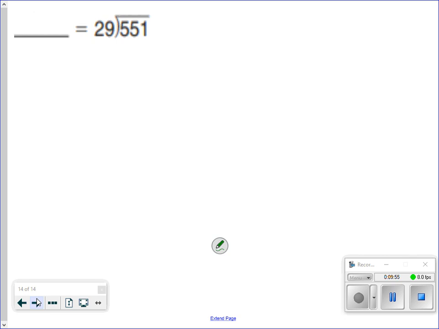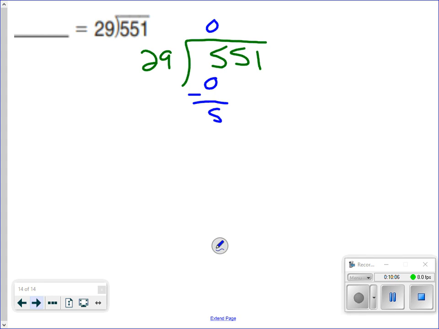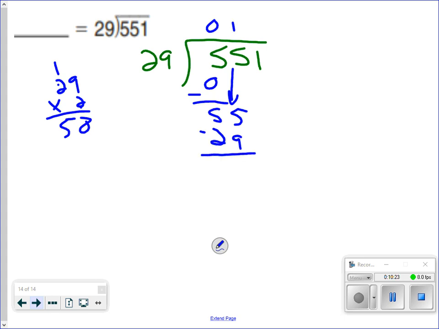Last problem. 551 divided by 29. How many times can 29 go into 5? 0 times. 0. Subtract. 5. Bring down the 5. How close can 29 get to 55? I do know that 29 times 2 might be too high. Let's try it anyways. 2 times 2 is 4, plus 1 is 5. Too high. So we have to just put 1 here. 29. Let's subtract. Make this a 15, make this a 4.